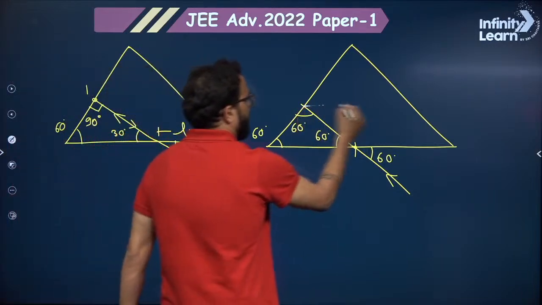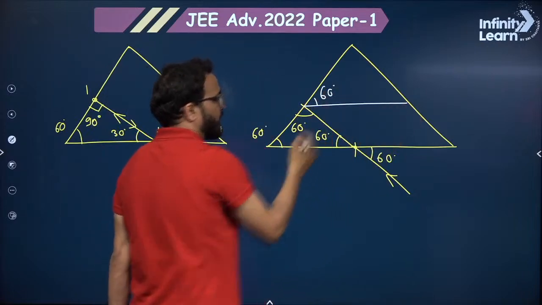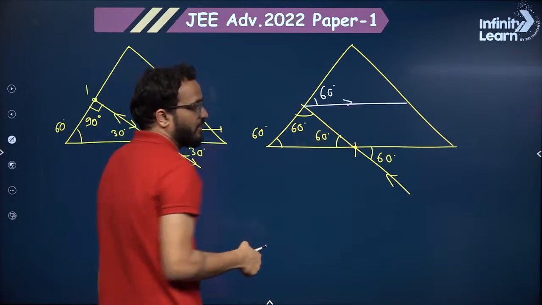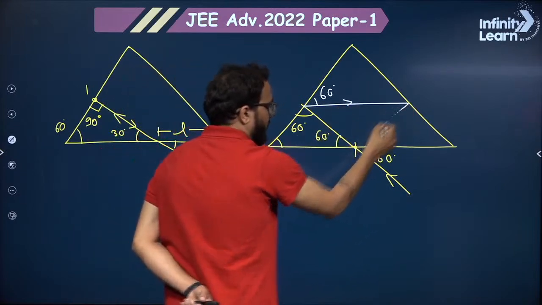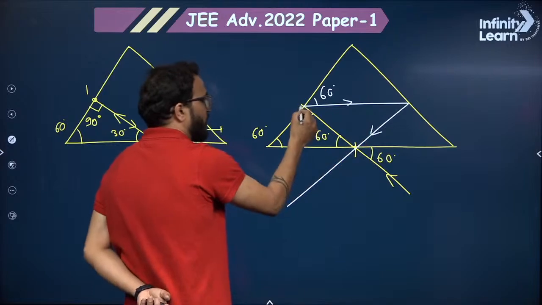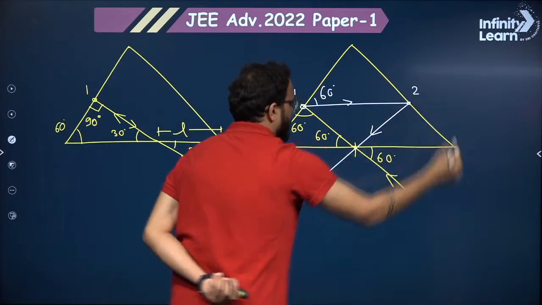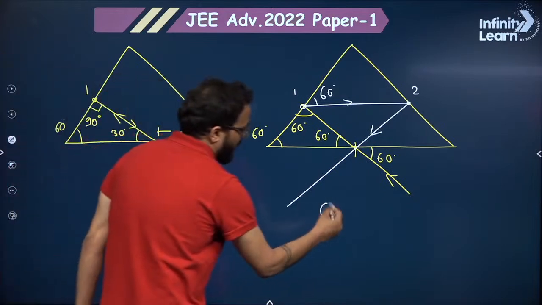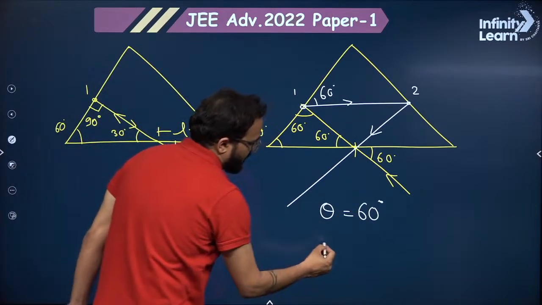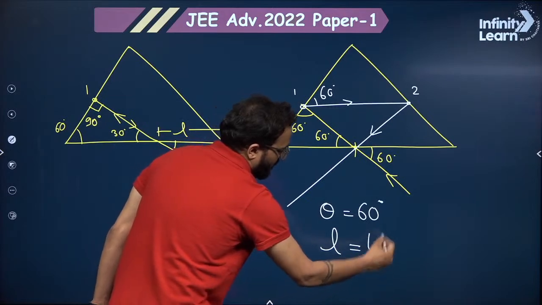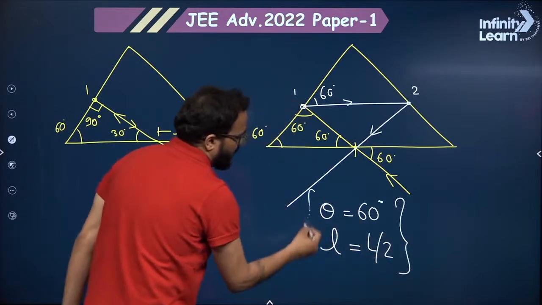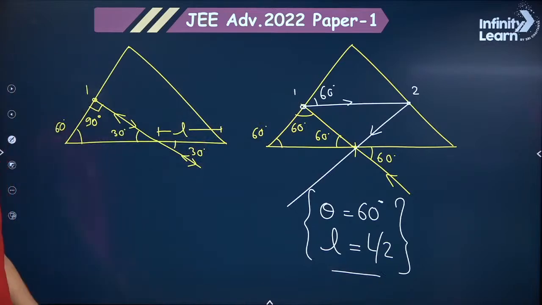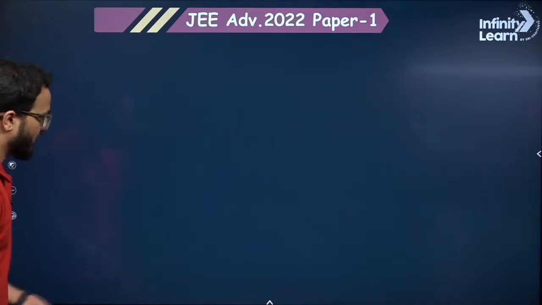Now we will say this angle will also be 60 degrees, law of reflection, and if this is 60, this is 60, it will be parallel like this. It will definitely follow and come back like this. So after 2 reflections, 1 and 2, it will come back. Okay, so if theta is equal to 60 degrees and L is equal to L/2 specifically, then it will come out definitely after 2 reflections. Is this clear? Now let me show you one more case.